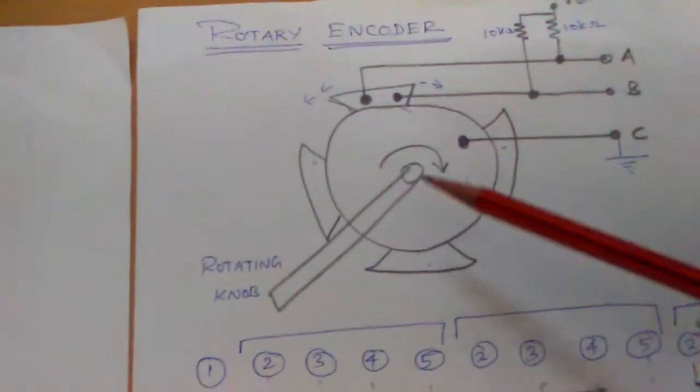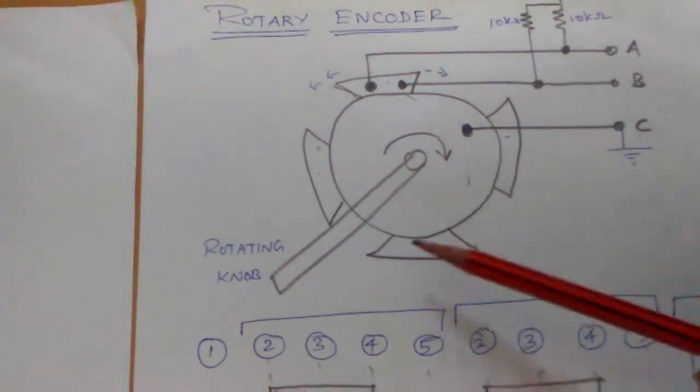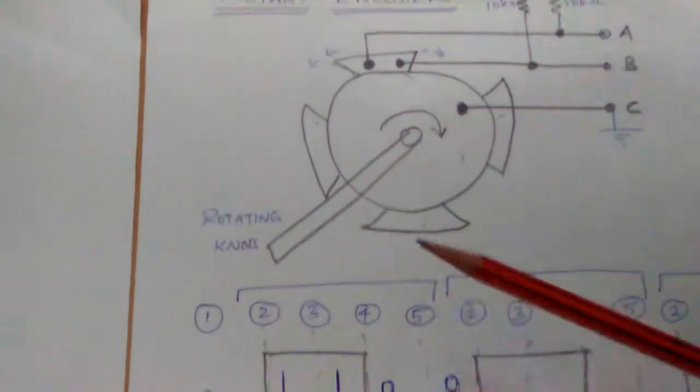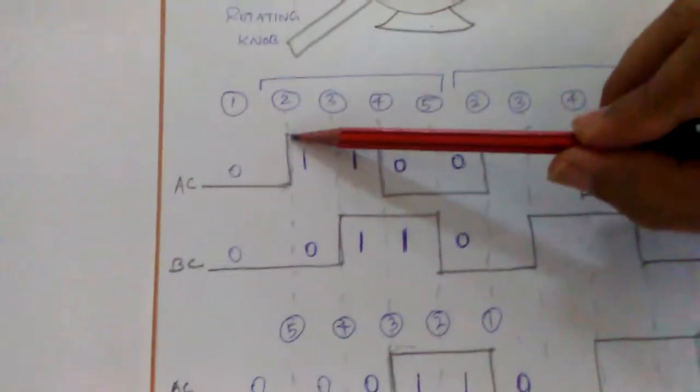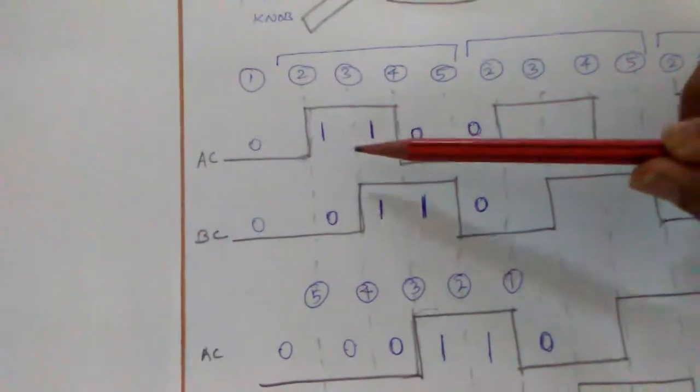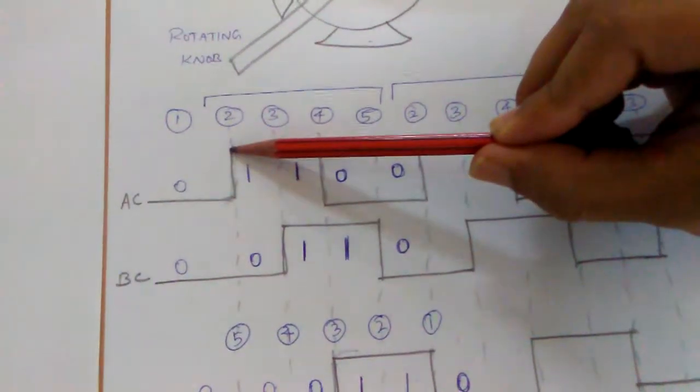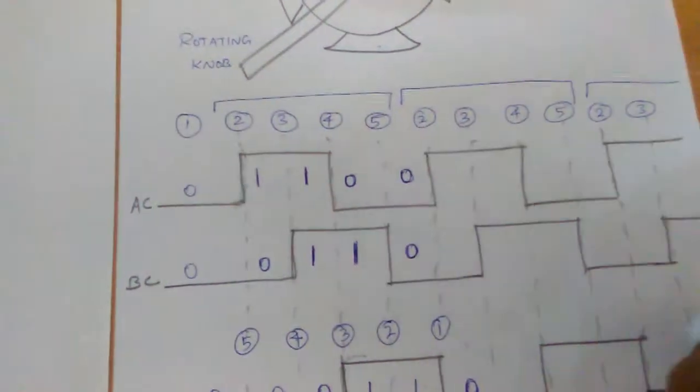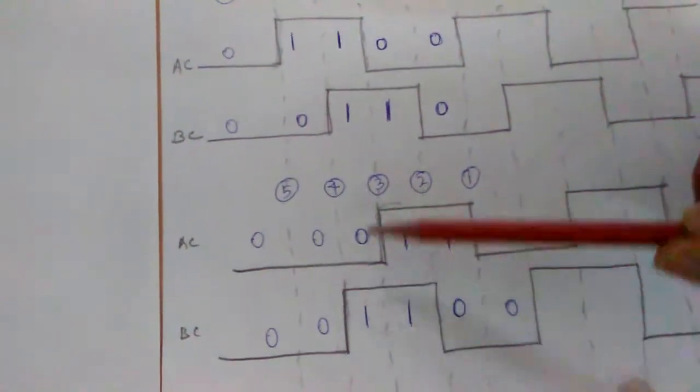So at any rotation we can get a pulse, but whether it is rotating in clockwise direction or anti-clockwise direction can be identified only through the AC rising edge as well as the BC rising edge. In short, if AC goes up from 0 to 1 first, then it is clockwise. If BC goes up from 0 to 1 first, then you can say it is anti-clockwise. This we can very well identify by using this simple truth table.